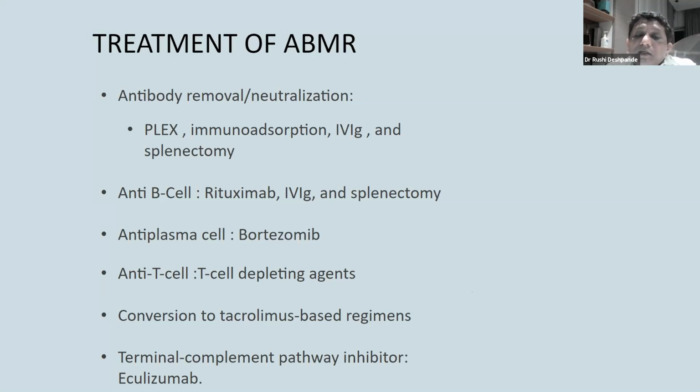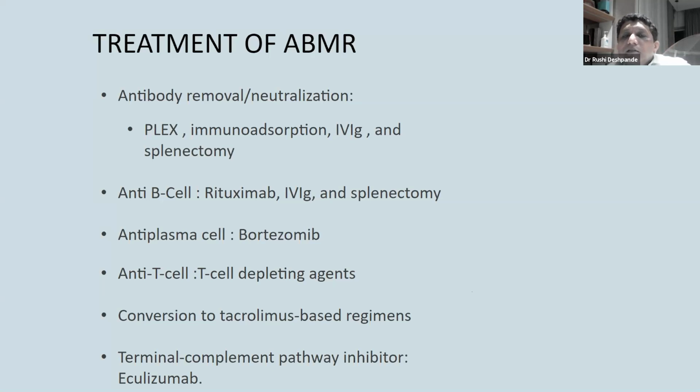Anti-plasma cell therapy. As I mentioned to you, once a plasma cell is formed, your rituximab is not going to work against it. Your IVIG doesn't work very well against plasma cells. It does a bit, but not very well. The best drug is bortezomib or Velcade, which comes from the literature of multiple myeloma. It has great anti-plasma cell activity.